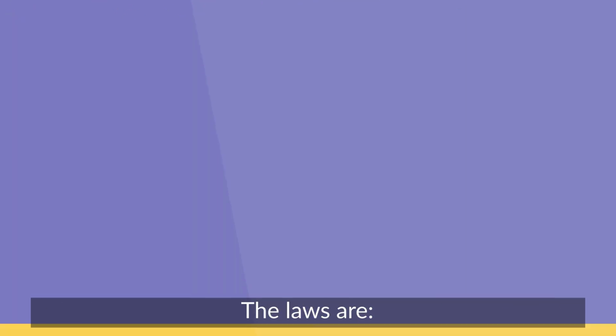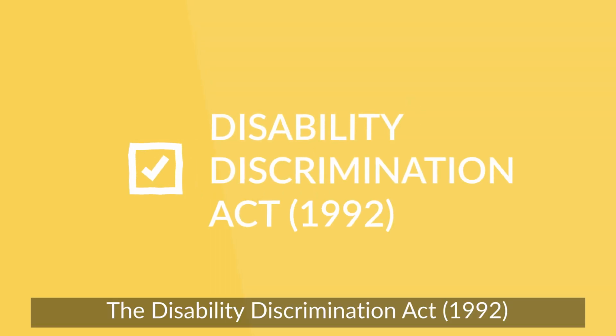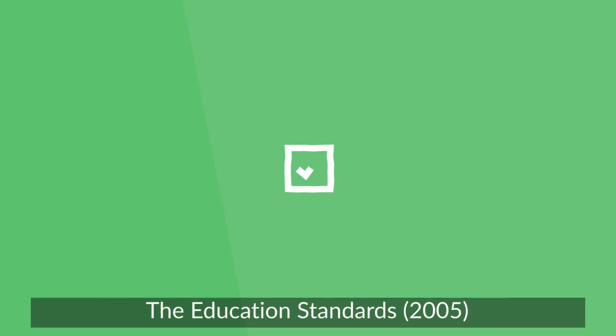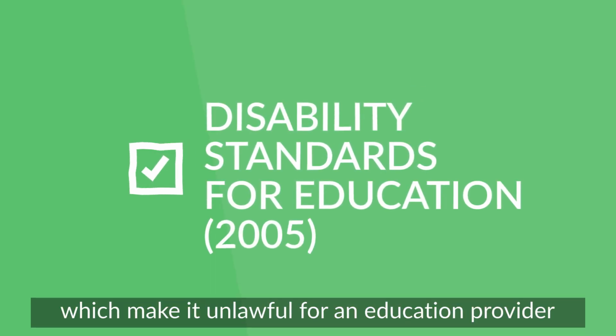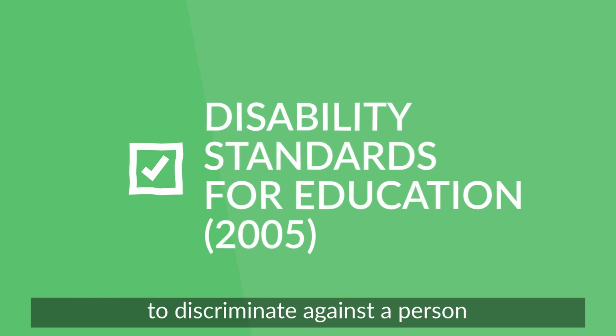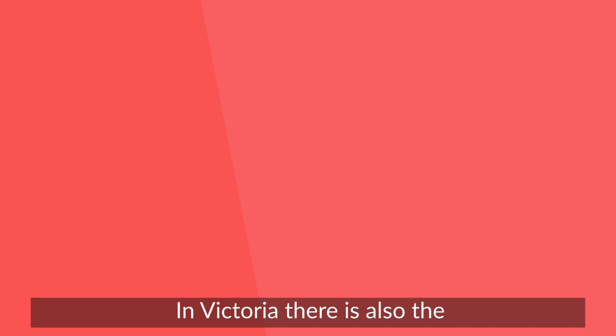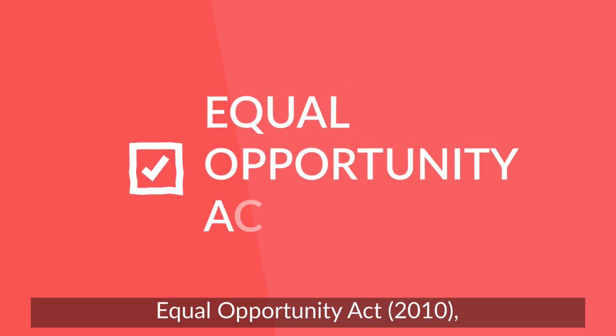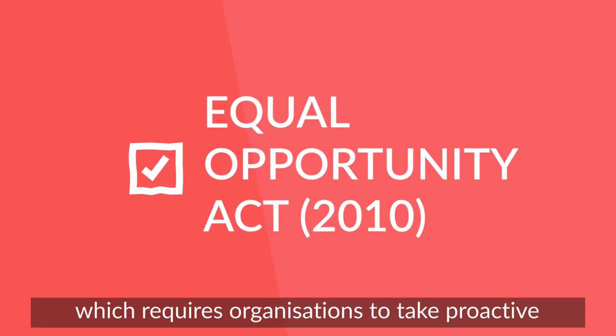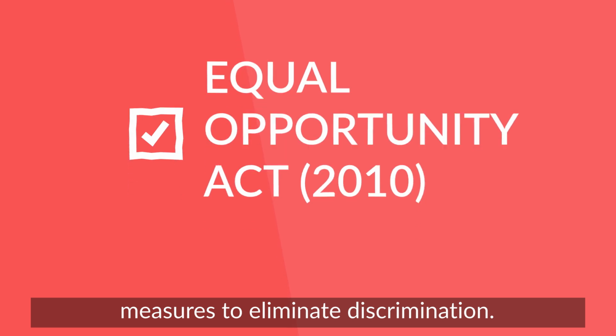The laws are the Disability Discrimination Act 1992 and the Education Standards 2005, which make it unlawful for an education provider to discriminate against a person because of their disability. In Victoria, there is also the Equal Opportunity Act 2010, which requires organisations to take proactive measures to eliminate discrimination.